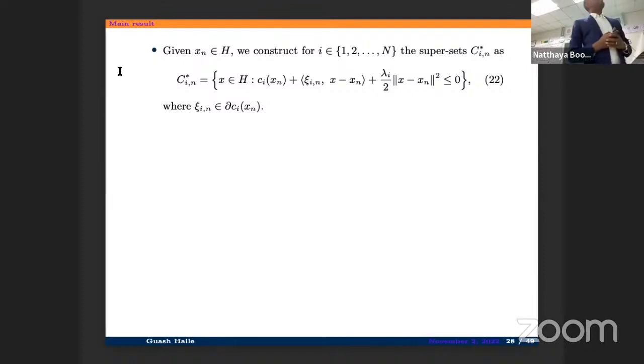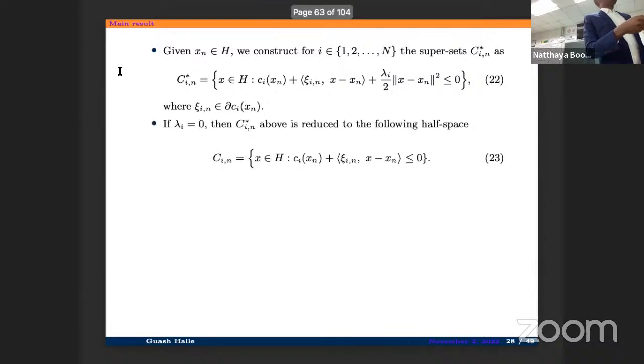So here we define some support sets of the involved sets Ci and Qj, which are defined here. C star in is given in (22). So we can see here, this is the subdifferential. So from (22), we can consider that if lambda i is 0, then definitely this term goes to 0. So (22) can reduce to (23). So this is just what you call the half space.